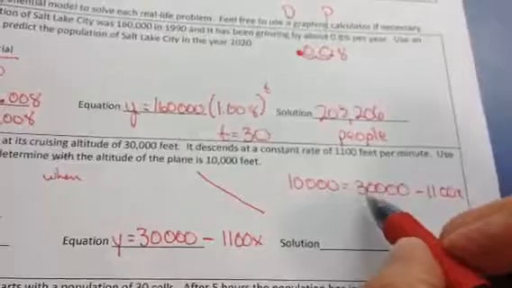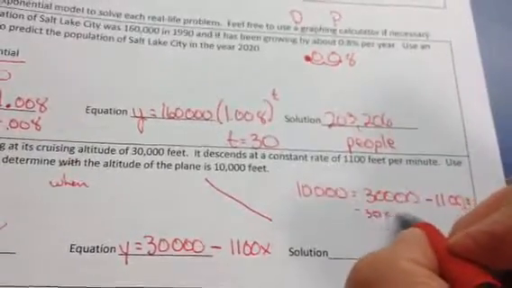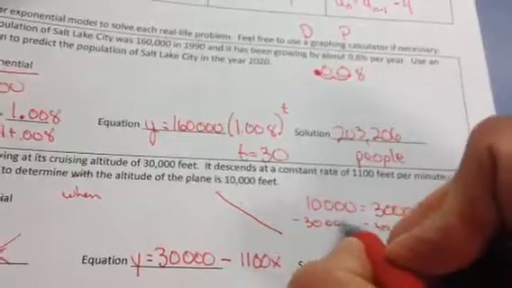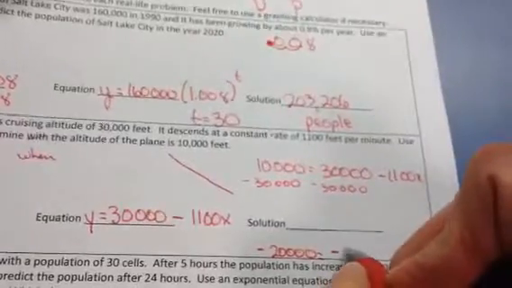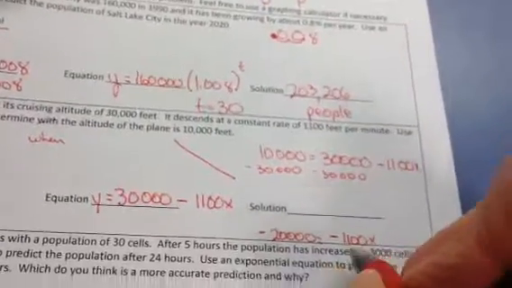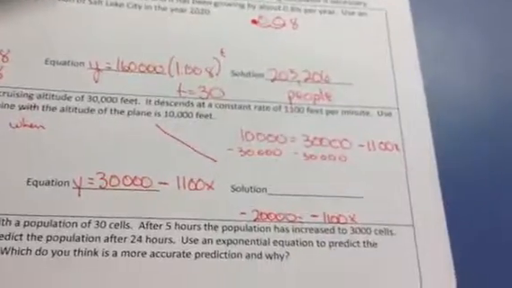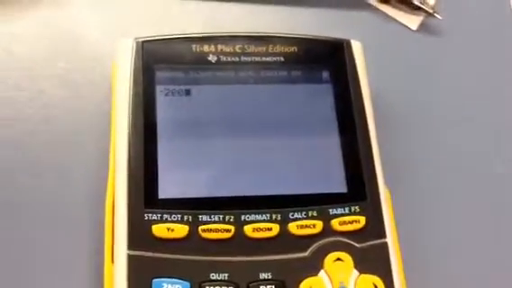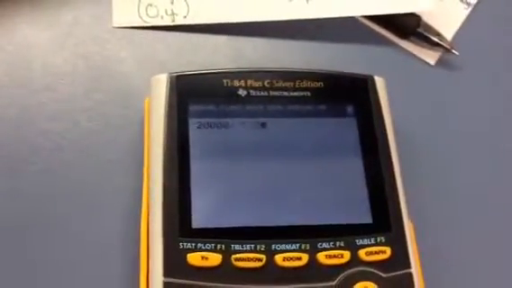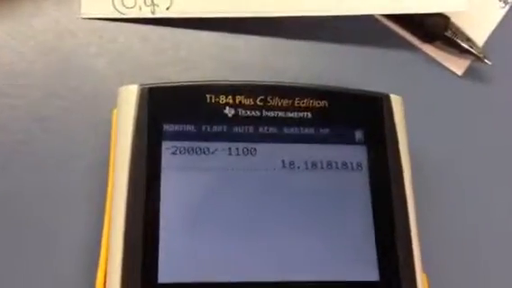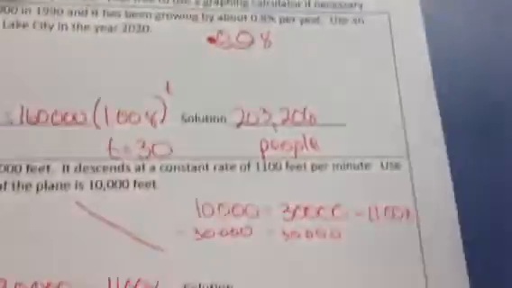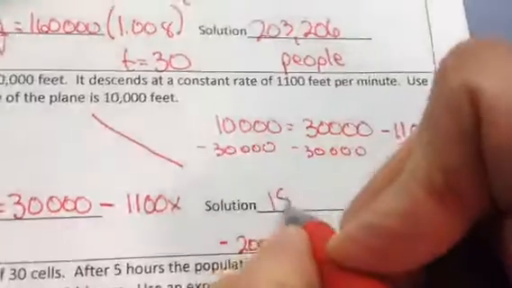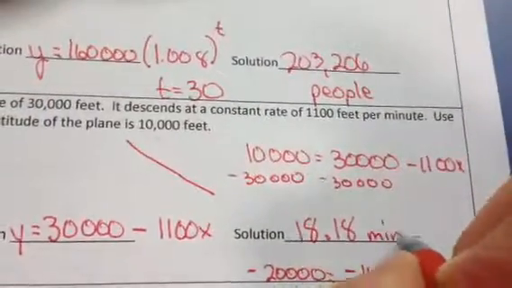And I'm going to solve for X. The first thing I'm going to do is move the 30,000 over. I'm going to subtract. So I'm going to move down here. You get negative 20,000 equals negative 1,100 with that X. Now to get X by itself, I'm going to divide by negative 1,100. On my calculator, I'm going to take negative 20,000 divided by negative 1,100. And there is X, there's my time, and this is per minute. That amount is 18.18 minutes, so about 18 minutes. Okay?